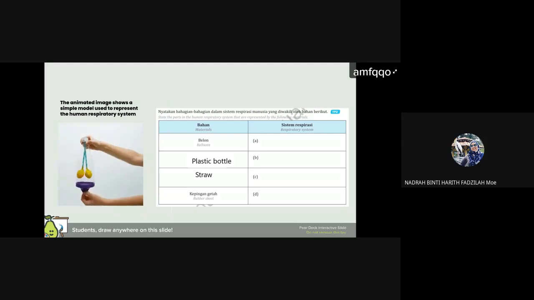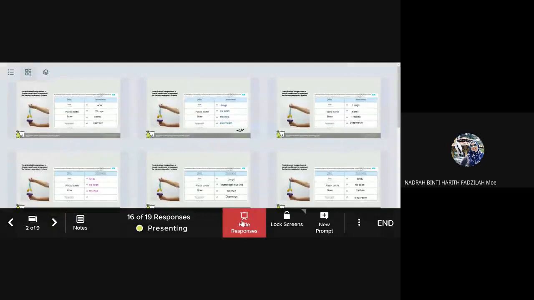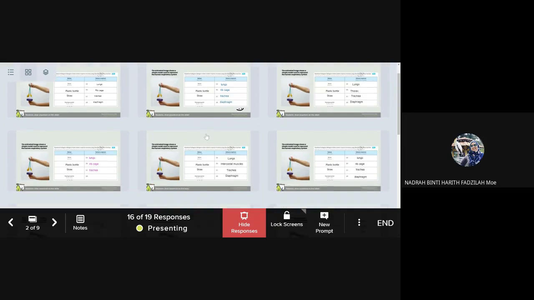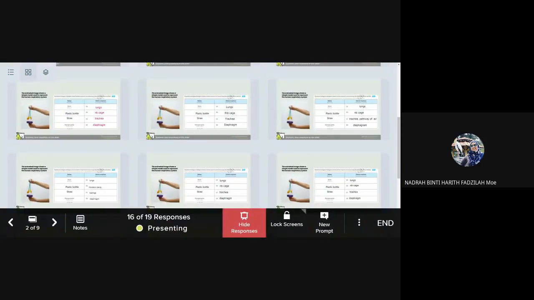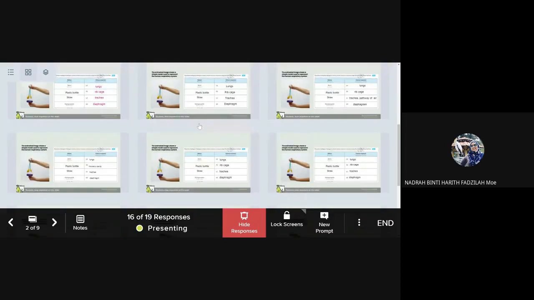Okay, let's take a look. Okay, the first one, the plastic bottle pula. The balloon represents the lungs. Sebab we can see that the balloon changes in terms of volume when the rubber sheet is pulled down, just like the lungs change in terms of volume. Okay, so that is the lung. Plastic bottle represents the rib cage.